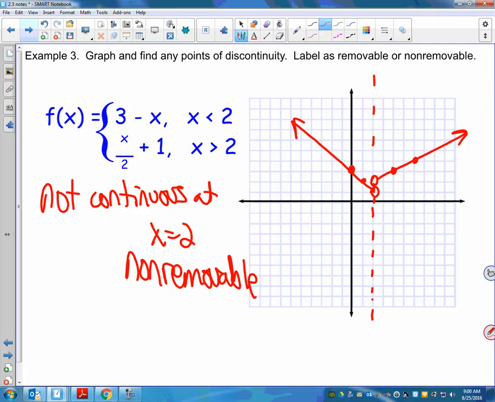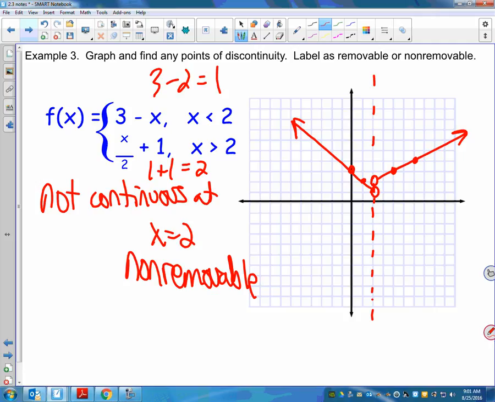but you don't have to graph to see if these meet up, because you could have just plugged 2 in for both of these, right? If I plug 2 in here, 3 minus 2 is 1. If I plug 2 in here, 1 plus 1 is 2. And since 1 does not equal 2, I knew that they didn't match up, that it was a gap in the graph.